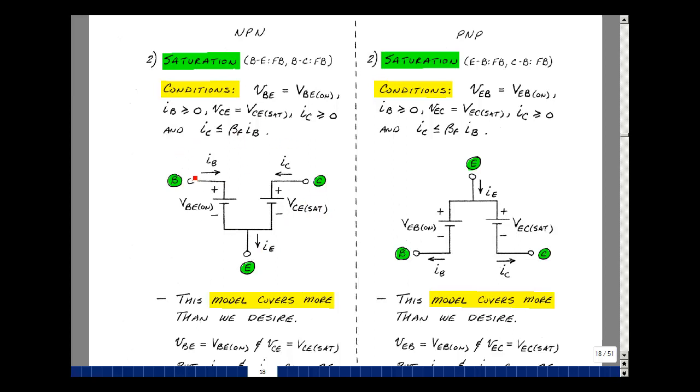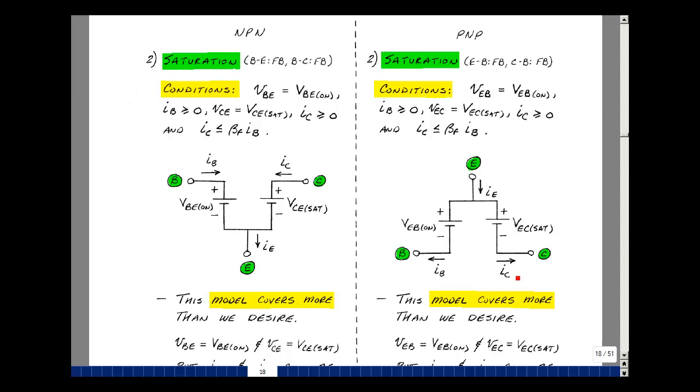Now this model covers more than the constraints that are here. In other words, the current in a voltage source can be positive or negative or 0. I'll have to check for this condition. Likewise here, this current in this battery can be positive or negative or 0, so I need to check that it's greater than or equal to 0. And lastly, the ratio of these currents, I can't guarantee, so I have to check that the ratio of I_C to I_B is less than or equal to beta F.